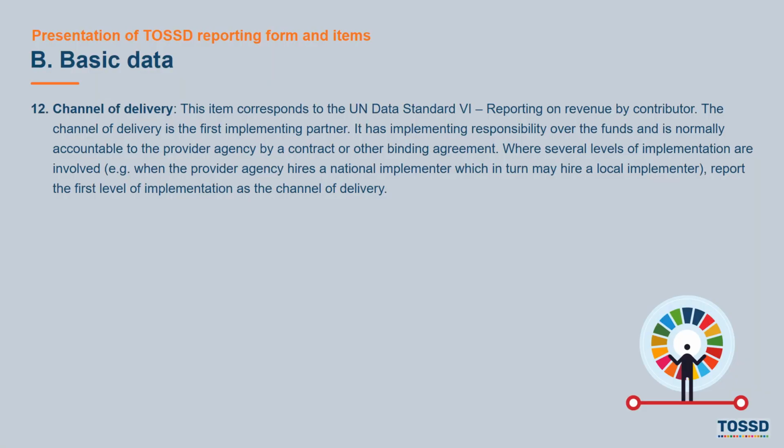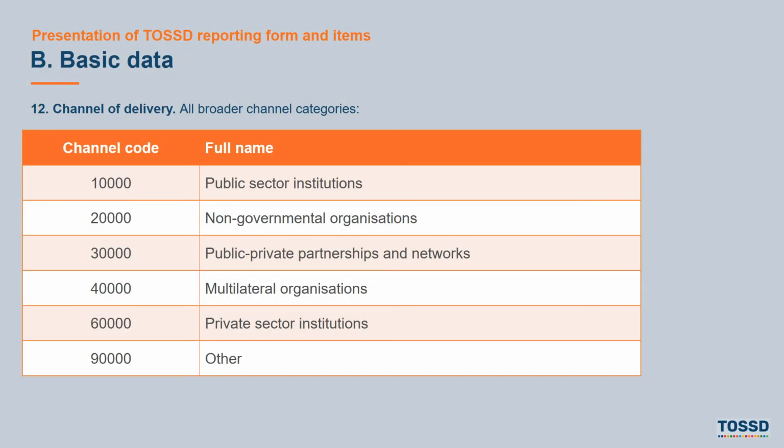An important piece of information is the channel of delivery. The channel of delivery is the first implementing partner. It has the implementing responsibility over the funds and is normally accountable to the provider agency by a contract or other binding agreement. Where several levels of implementation are involved, report the first level of implementation as the channel of delivery. Here you can see the broad channel categories, which include public sector institutions, non-governmental organizations, public-private partnerships and networks, multilateral organizations, private sector institutions, and other channels.